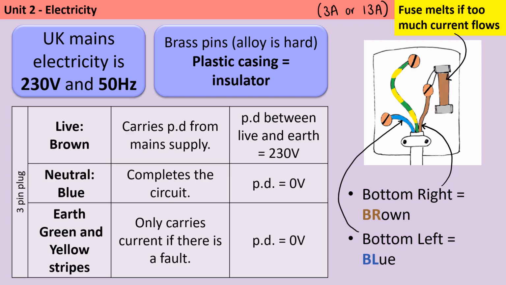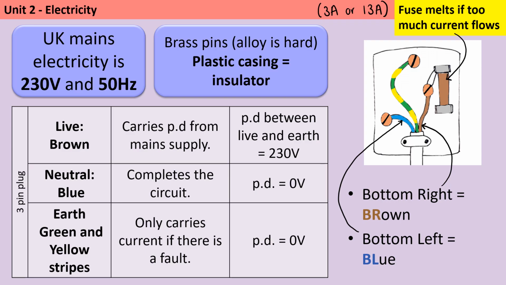You need to know the names, locations, colours and functions of the 3 wires, which can be identified because of the coloured plastic that's put around them. The live wire is the brown wire, and you can remember that it goes on the bottom right because bottom right is BR and so is brown. The live wire carries the alternating potential difference from the main supply. The neutral wire is covered in blue plastic and it sits on the bottom left of the plug. BL for bottom left, BL for blue, and it completes the circuit. It has a potential close to 0.